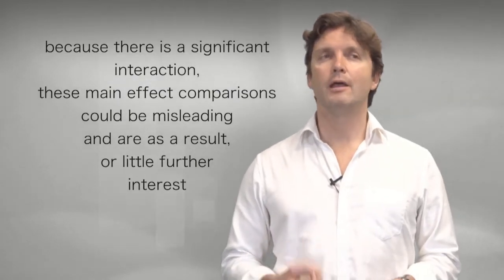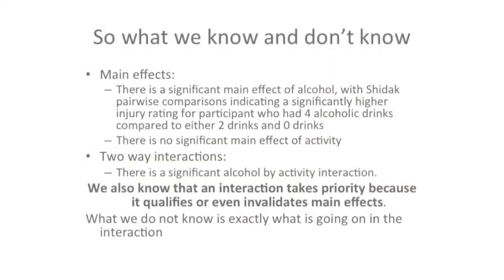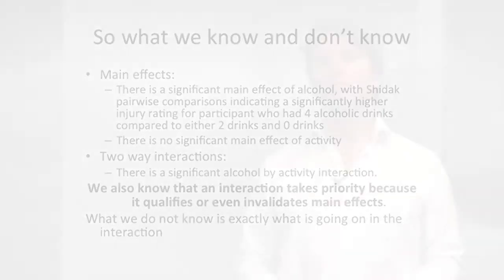So just to sum up, there's a significant main effect of alcohol, with the Sidak pairwise comparisons indicating a significantly higher injury rating for those who had 4 alcoholic drinks compared to either 2 drinks or 0 drinks. There's no significant main effect for activity. There is a significant alcohol by activity interaction. We also know that an interaction takes priority because it qualifies or even invalidates the main effects. So what we don't know is what's going on in the interaction.